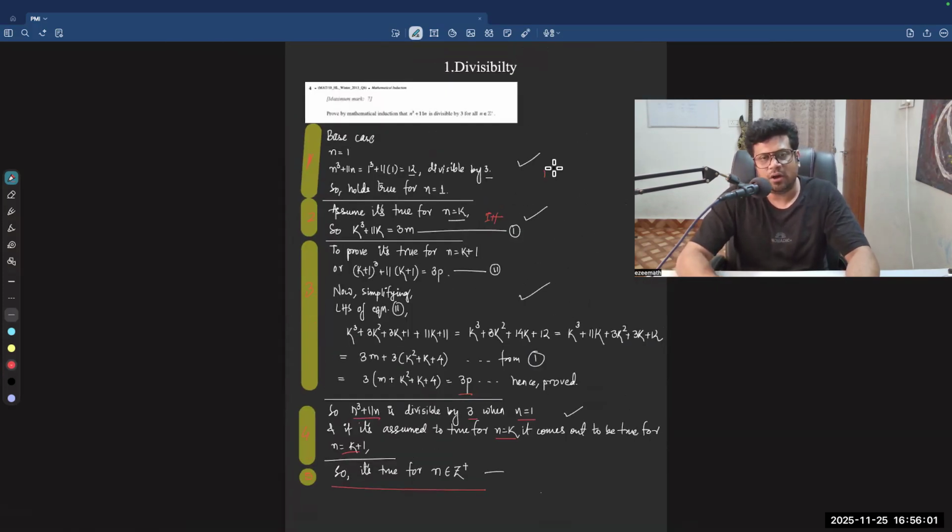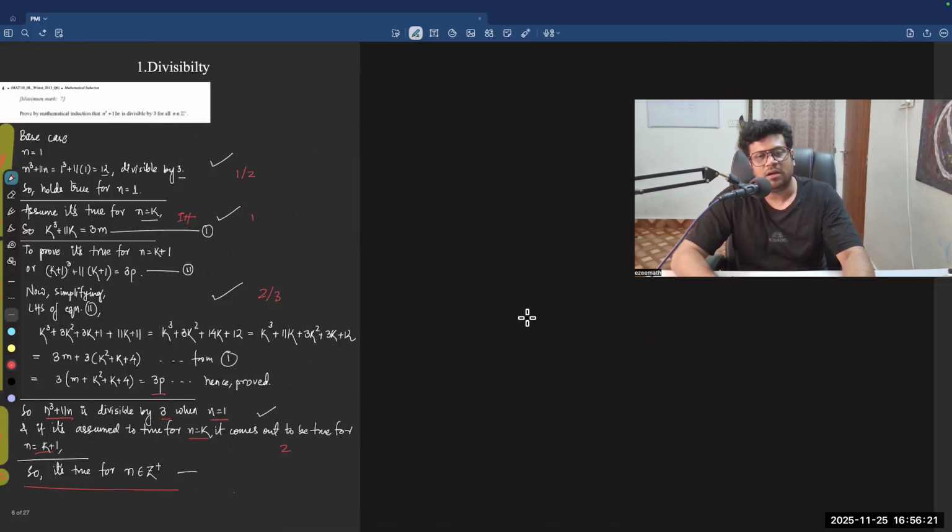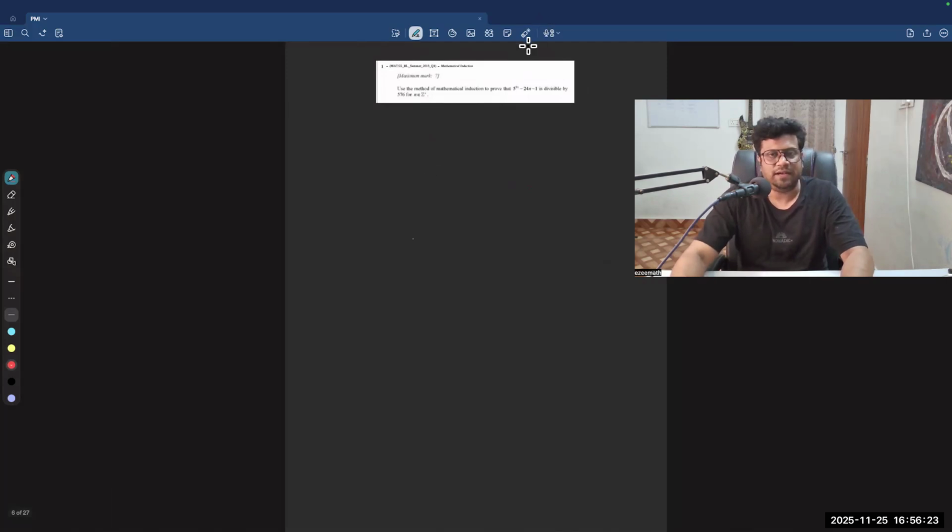There are 1 or 2 marks for this step, 1 mark for this step, 2 or 3 marks for this step. So that's about 2 marks here, 2 marks here. It's about 7 marks. This is how these are going to be distributed. Remember, each step is important. If you miss out on any one of them, you're going to lose marks. Okay. I'll show you another question, which is about divisibility again.